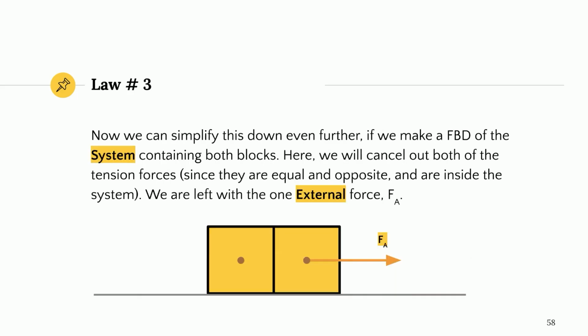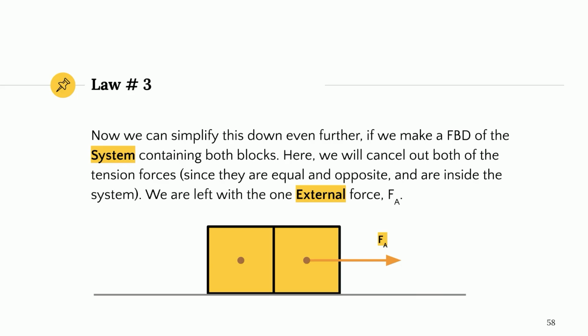Now, we can simplify this down even further. If we make a free body diagram of the system containing both blocks, here we will cancel out both of the tension forces, since they are equal and opposite and are inside the system. We are left with one external force, F of A. So if you are confused about what we did here, we basically pretend that both of the blocks are actually just one bigger object. Since both of the tensions are internal to that bigger object, we can ignore them. It has no effect on the actual motion of both objects, which makes sense.